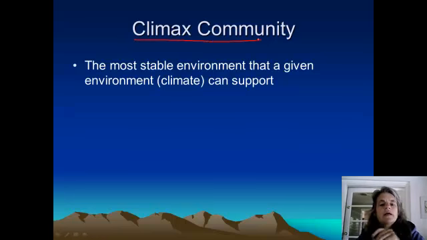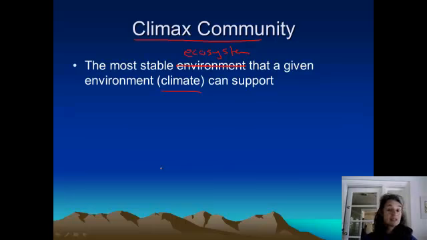Climax community. It is the most stable ecosystem that a given environment or climate can support. So, in our area, the climax community that we are going to get here, because of the kind of climate we have, is going to be a temperate deciduous forest. We would never get, I don't care how long we sat here and waited for it, a tropical rainforest to spring up here in Richmond, Virginia, because our climate cannot support it.